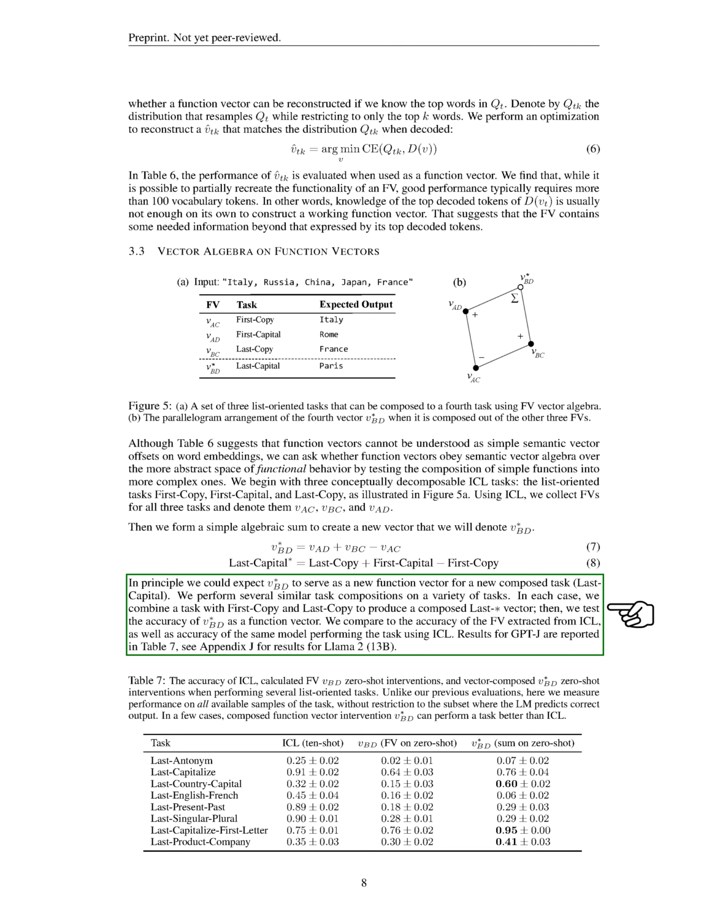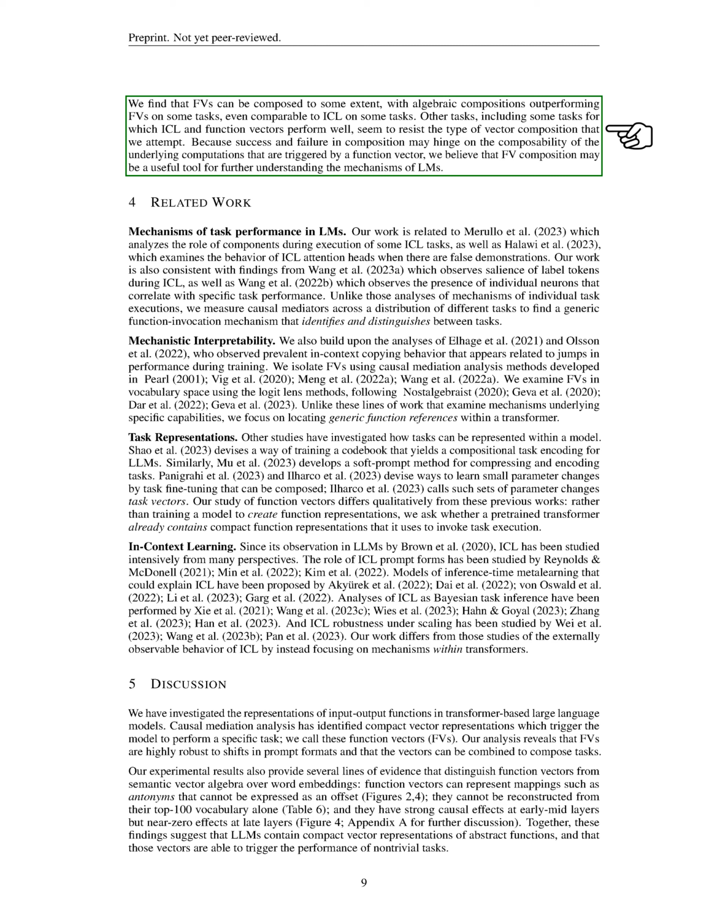Our results for GPTJ are reported in the table, and you can find the results for Llama 2, 13b, in the appendix. We discovered that FVs can be combined to some extent, with algebraic combinations outperforming FVs on some tasks, and even matching ICL on others.